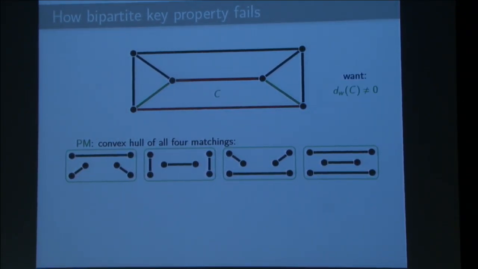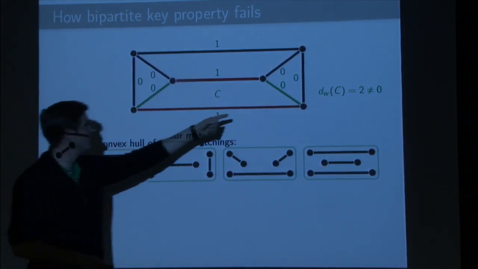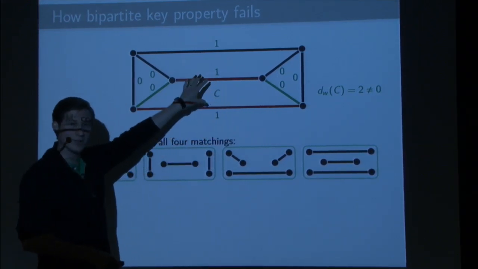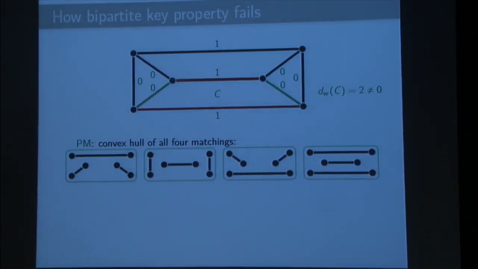Now suppose I assign this weight function. This has non-zero discrepancy on all these cycles that use 2 edges crossing. So in particular, this cycle C has non-zero discrepancy. So in the bipartite case, we knew that this cycle would disappear from the active subgraph. Let's check what happens in the general case.